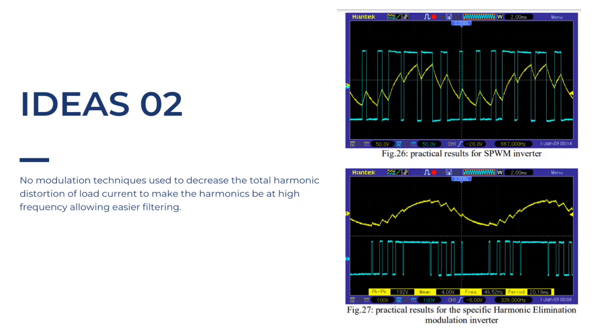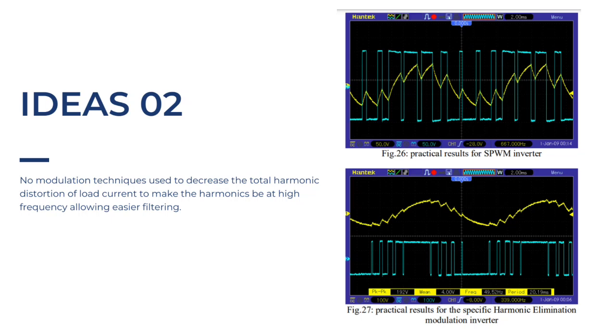The second idea would be that no modulation techniques are used to decrease the total harmonic distortion of load current, to make the harmonics be at a high frequency, allowing easier filtering. Even though the research paper does introduce some modulation techniques, it can be one of the main issues that can affect the THD levels.